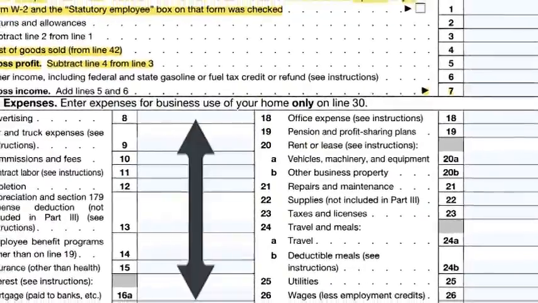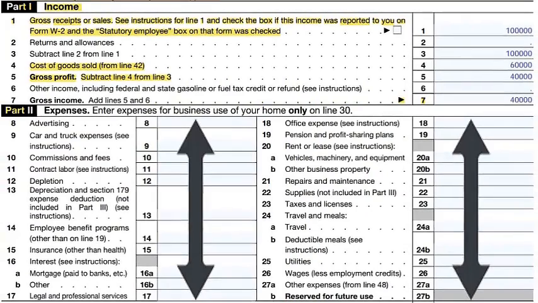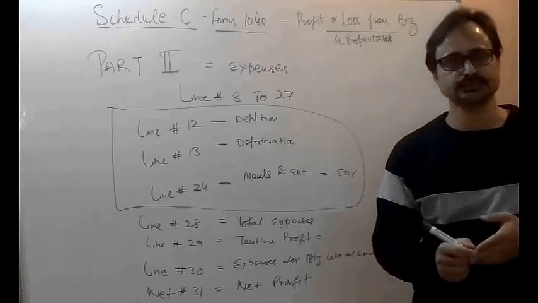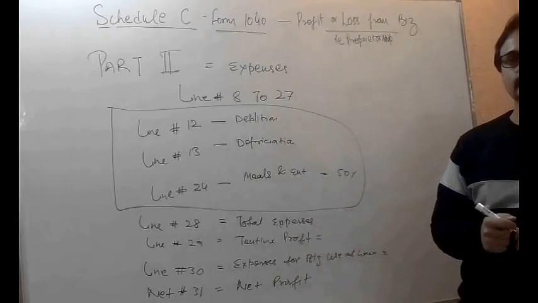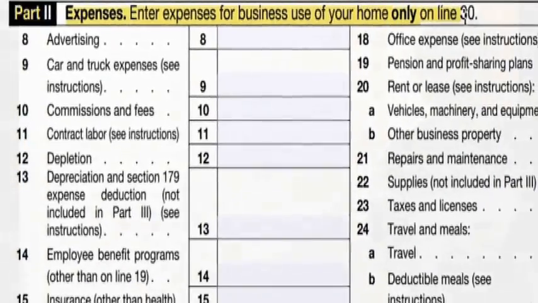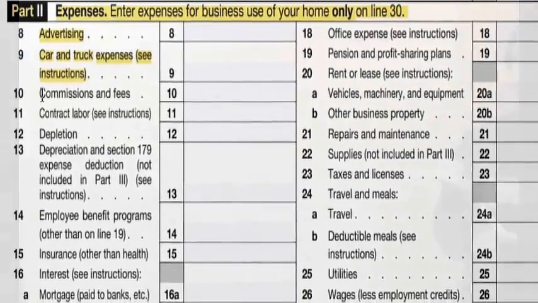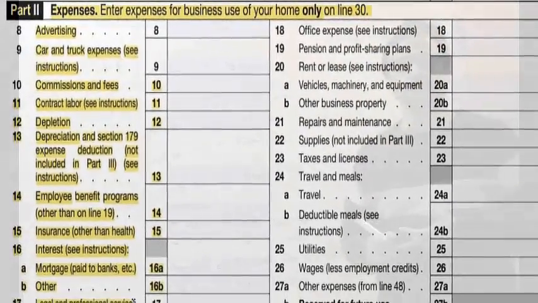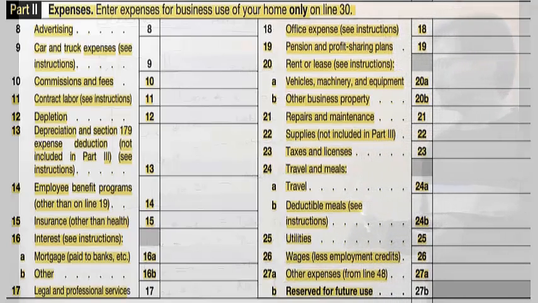So what is the expense part? Line number 8 to line number 27. These are all expenses that belong to this business. There could be 2 expenses, there could be 10 expenses, or there could be all the expenses that have been written here. There are car and truck expenses, advertisement, taxes, paperwork, so a lot of expenses. It could be anything.